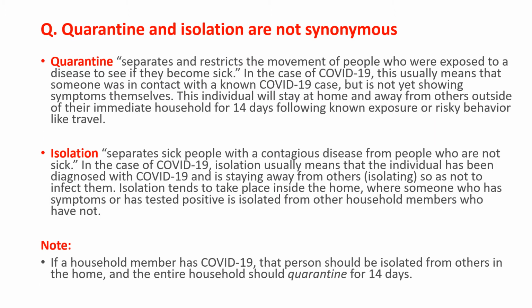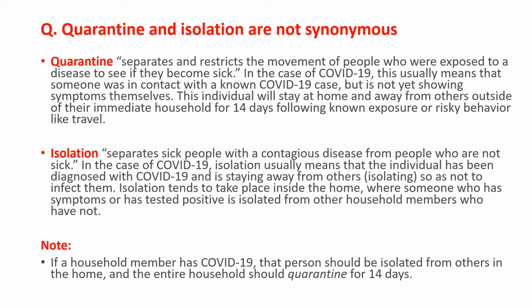So let's see. Quarantine separates and restricts the movement of people who are exposed to disease to see if they are sick. In the case of COVID-19, this usually means that someone was in contact with a known COVID-19 case but is not yet showing symptoms themselves. This individual will stay at home and away from others outside the immediate household for 14 days, which is the incubation period, following the known exposure or risky behavior like travel.